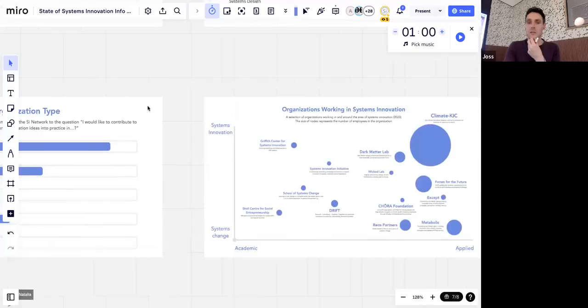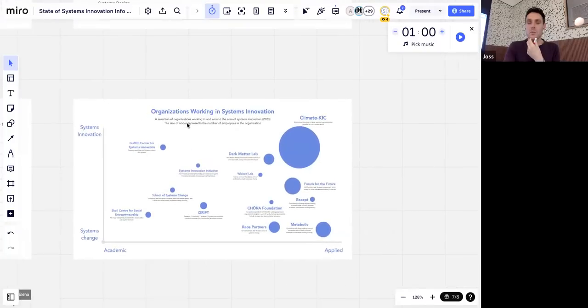People also often ask who are some of the organizations working in this space. This is a very, very incomplete little schema of that. It was just to get started. On the bottom, the x-axis is talking about whether it's academic or how applied it is, and the vertical axis is about whether this is more systems change or more systems innovation.